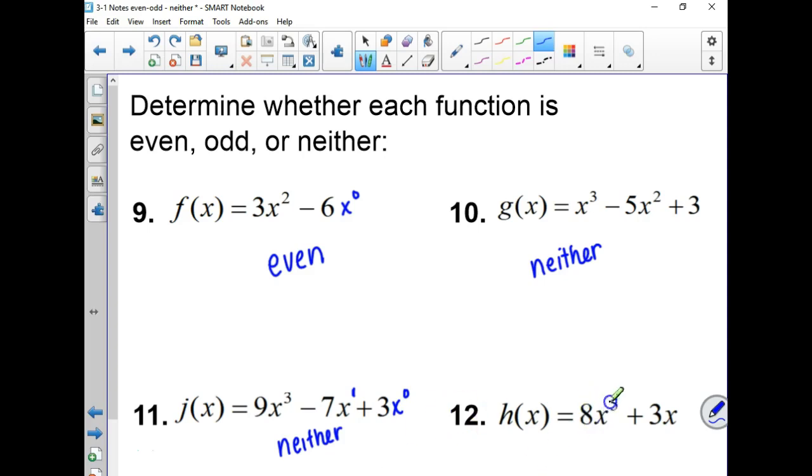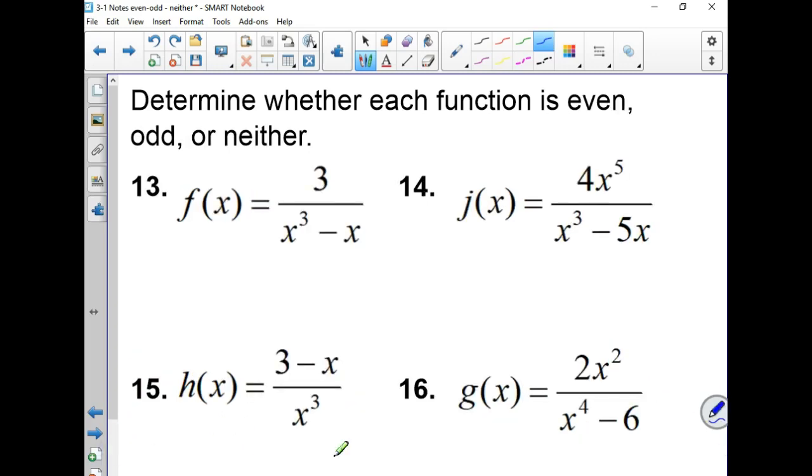The last example we have here is number 12. We have 8x to the 5th plus 3x, even though it's not written there, to the first power. 5 and 1 are both odd powers, so I know that this will be an odd function. Okay? So when you have polynomials, you can just look at the exponents in your problem and decide pretty quickly whether or not those problems are even or odd or neither.